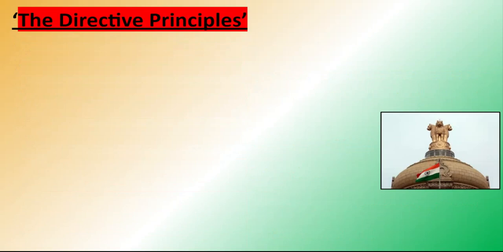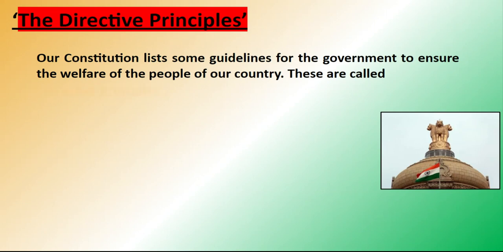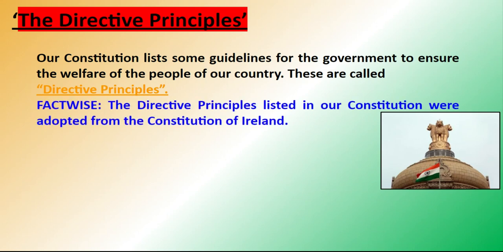Let's move further, children, and let's discuss the last topic of our chapter, the directive principles. I have already told you, children, that if I ask you to define the directive principles in one word, then you have to say, ma'am, they are guidelines or instructions. So, children, what are directive principles? Our constitution lists some guidelines for the government to ensure the welfare of the people of our country. These are called directive principles.